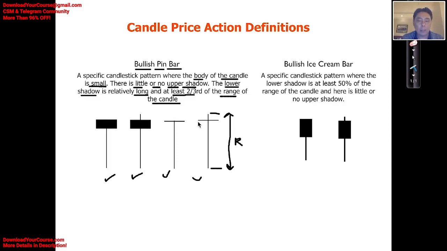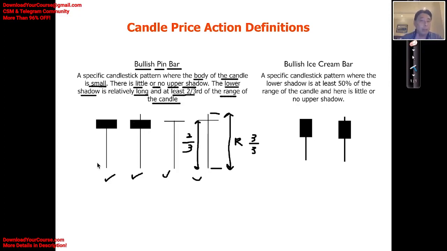So what I'm saying is that the lower shadow, which means from here to here, has to be at least 2/3, roughly 2/3 of the entire range, which would obviously be 3 out of 3. So about 75% of the range should be the lower shadow, okay? Doesn't it look like a pin, like a pin where you poke something? So we call this a bullish pin bar.